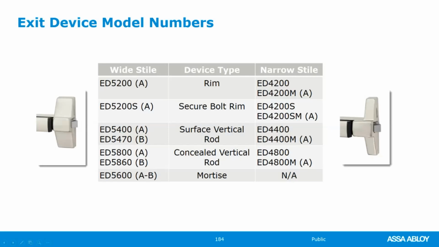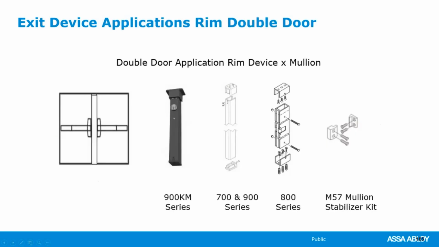So let's talk about applications. We would normally see the rim or the secure bolt rim or the mortise on single doors. We get into paired openings. That's where we start looking at some different needs, different requirements. Let's talk about some of the ways we can secure a paired opening. Double door applications with 2 rim type exit devices, rim by removable mullion. In our opinion, this is the best way to secure a paired opening.